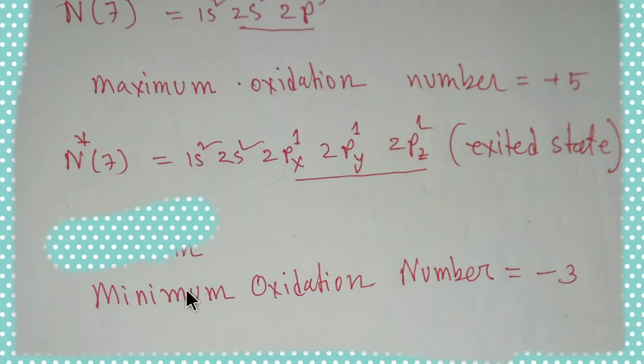Well, here we are getting 3 odd electrons. So minimum oxidation number will be -3, right? So in this way you are now able to find out the maximum oxidation number and minimum oxidation number.